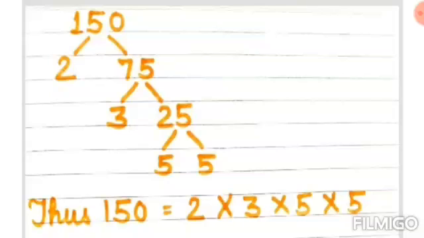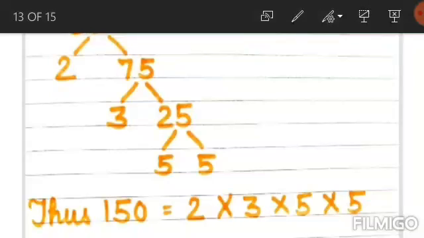Now last example is 150. Again we will divide 150 by 2 and we get 75. Now 75 is not a even number. It is odd number. So we will take the next prime number, that is 3. After dividing 75 by 3, we get 25.